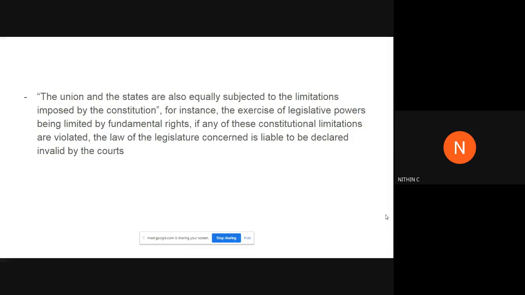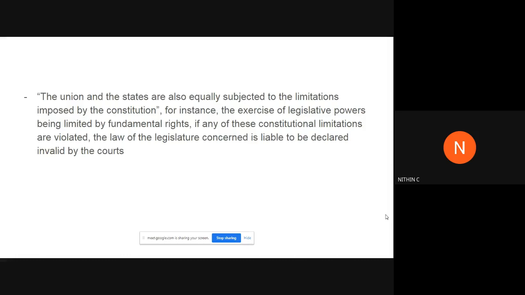What does that mean? For example, the exercise of legislative powers being limited by the fundamental rights. If any of these constitutional limitations are violated, the law of legislature concerned is liable to be declared invalid by the court. We already discussed regarding the power of fundamental rights. നമുക്ക് സെന്റർ ഉണ്ട്, we are having both union and state. ഈ രണ്ട് കേസസിലും we are having legislatures. അല്ലെ, ഈ ലെജിസ്ലേച്ചേഴ്സിലാണ് നമ്മൾ ലോസ് ക്രിയേറ്റ് ചെയ്യുന്നത് അല്ലെങ്കിൽ പുതിയ റൂൾസ് ക്രിയേറ്റ് ചെയ്യുന്നത്, അത് ആക്ട് ആയി മാറും.